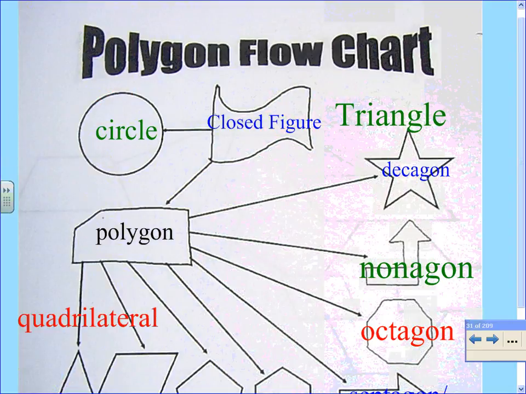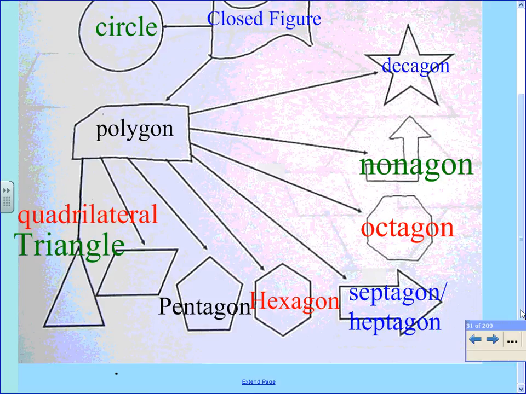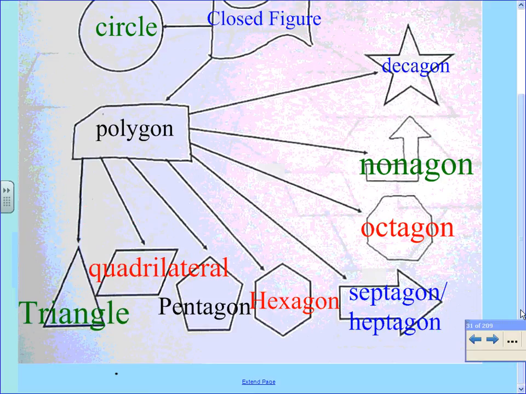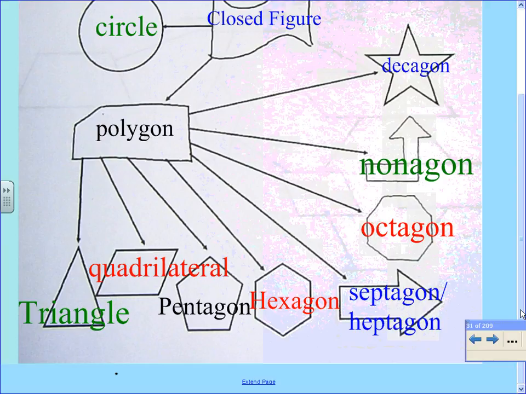Annalise? Well, I would put quadrilateral because anything with 4 sides could go there. That's not a quadrilateral because there's curved edges. So you guys wouldn't have known to put closed figure up there, so that's why I'm telling you. That should be closed figure because all polygons are closed.